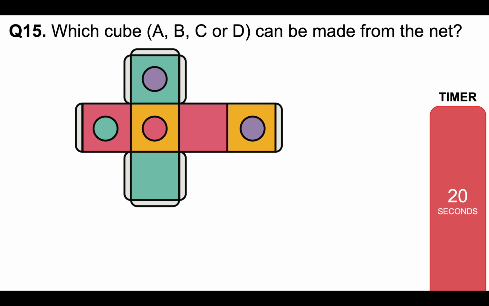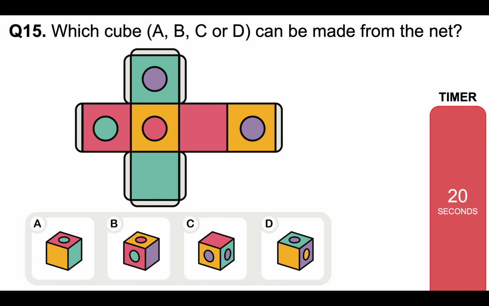Here we go. Question 15. Which cube, A, B, C or D, can be made from the net? Here's your 20-second timer. Don't forget to use that tip I showed you.